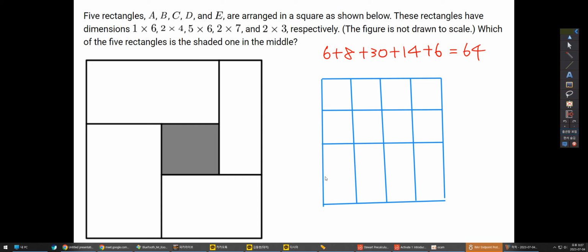2x4. Yeah, let's see. Yeah, I think you're right.